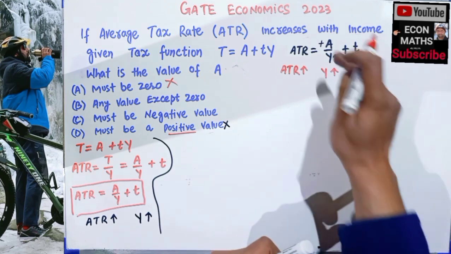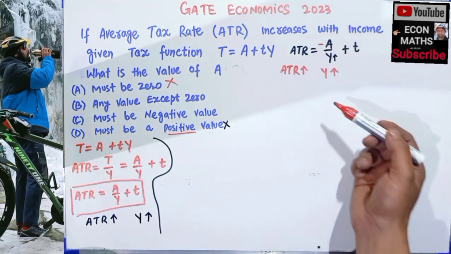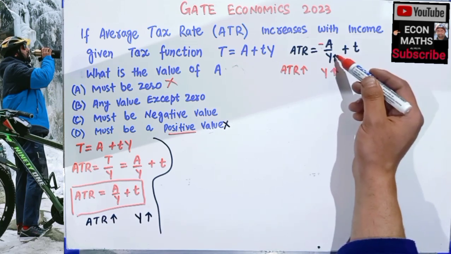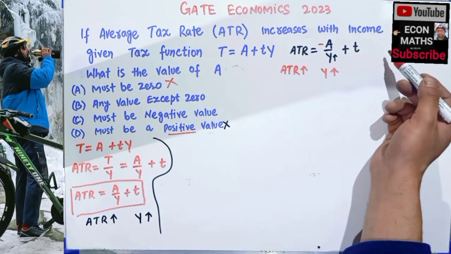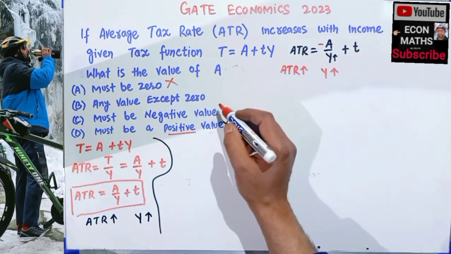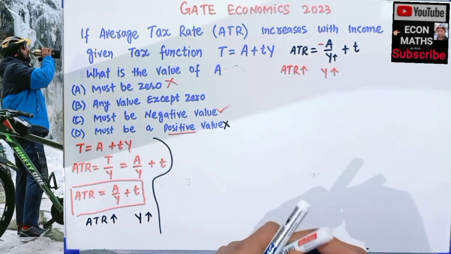But what happens if this is negative? If A is negative and if income increases, then our average tax rate will also increase. So the correct option should be C part. Let me explain it with an example to make more sense.